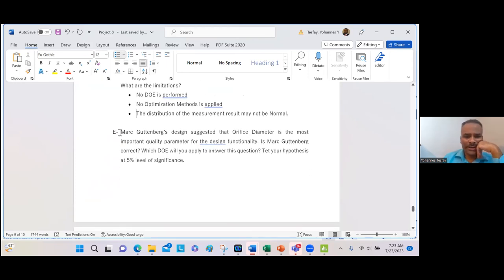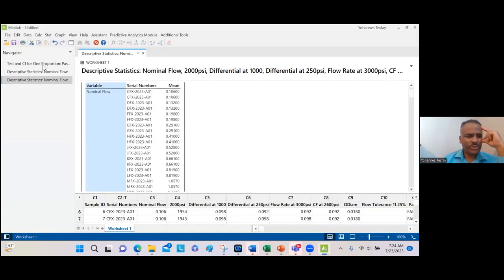Okay, Mark suggested that surface diameter is the most important quality parameter for the design functionality. Is Mark correct? No, or whatever. Okay, before that, let me take you to the first question.